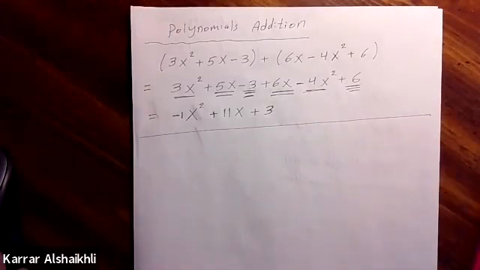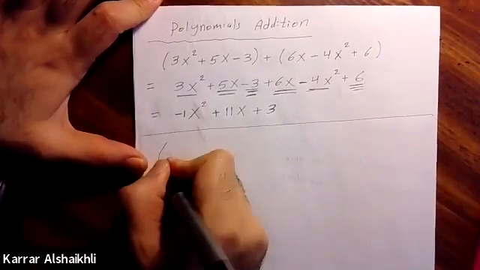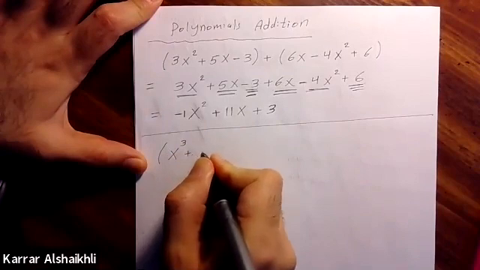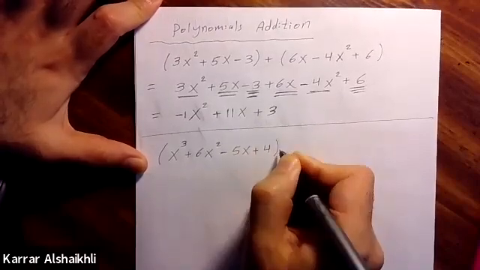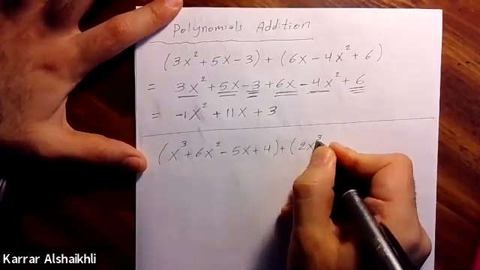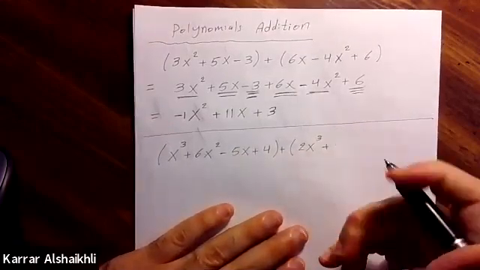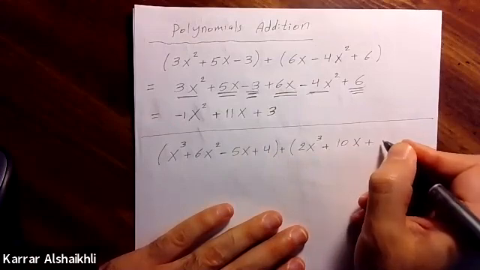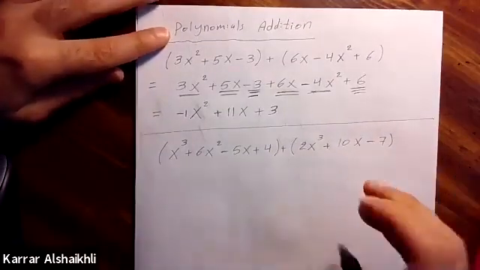Let's do one more example about the addition between two polynomials. Then we're going to go to subtraction between two polynomials. Let's do another example. If we have x cubed plus 6x squared minus 5x plus 4, we're going to add 2x cubed plus 10x minus 7. We're going to add these two polynomials.